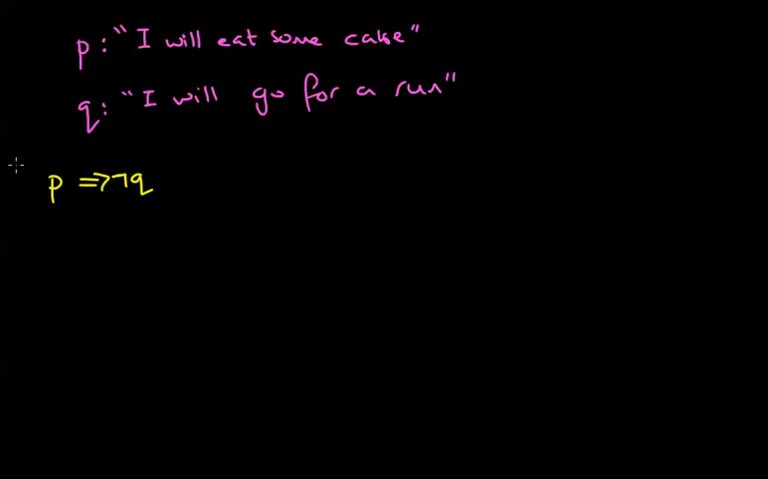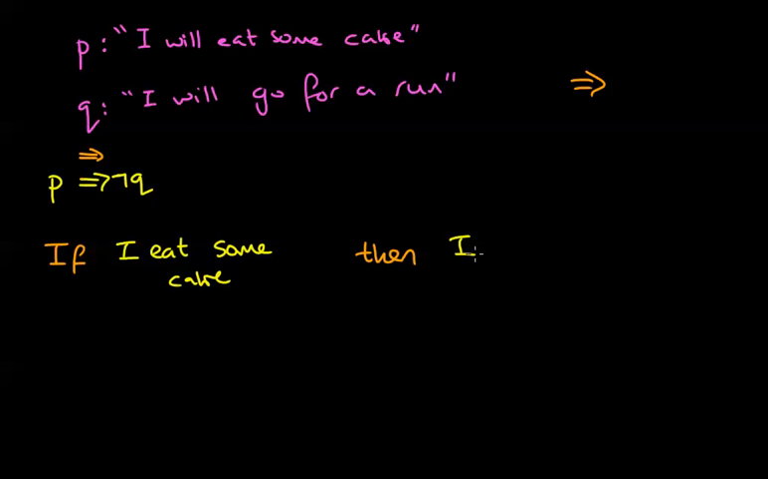Now, you need to remember this. When you see the implication, that means if, then. I think you get one mark for writing that. You get something for having the words if and then written somewhere. So as soon as you see this, that means if, then something else. So what is it? If I eat some cake, then I will not go for a run, because that's not Q. So this is P implies not Q.